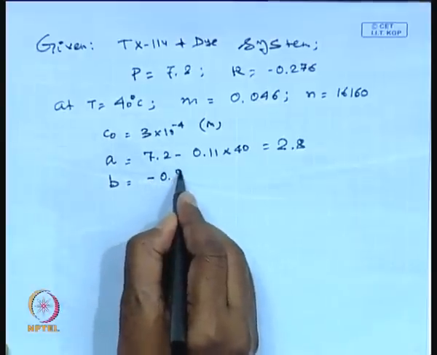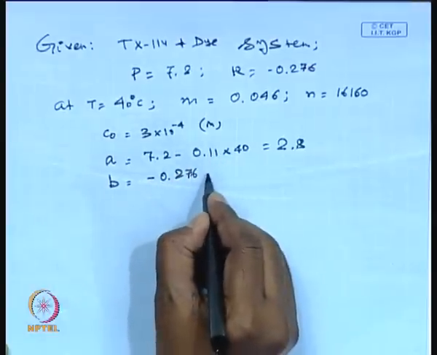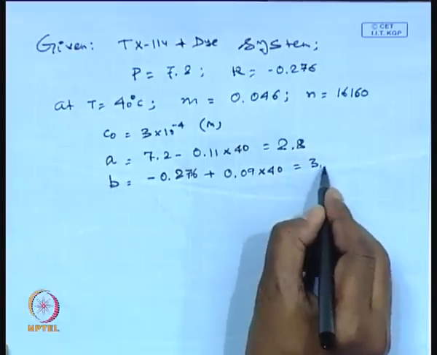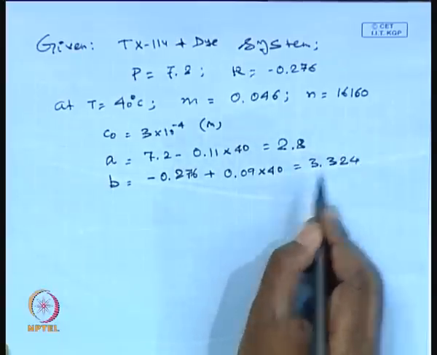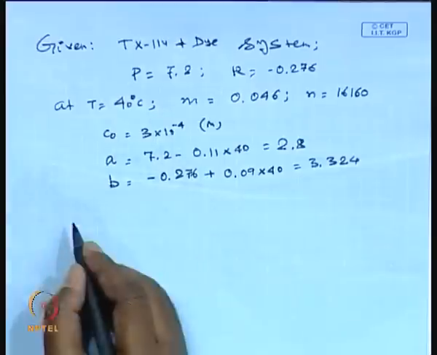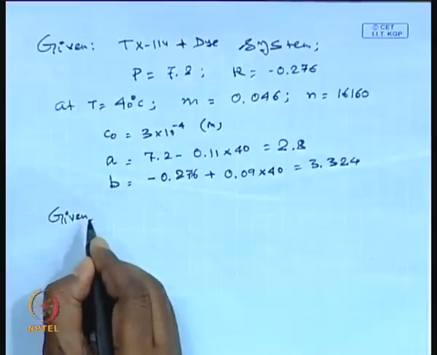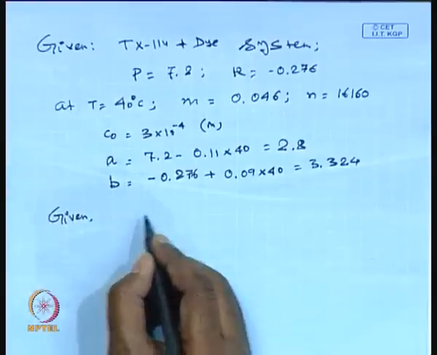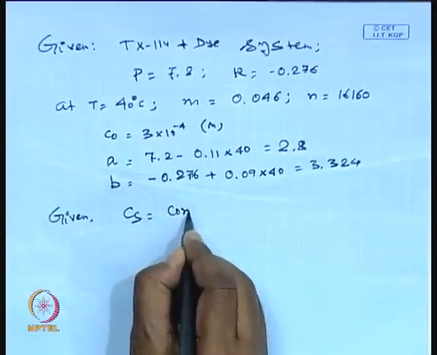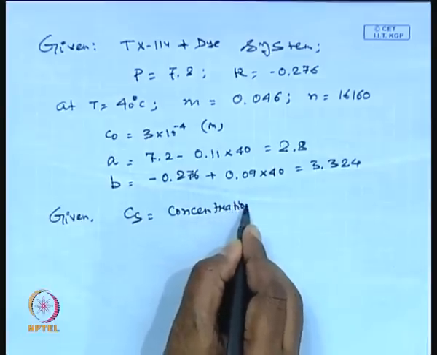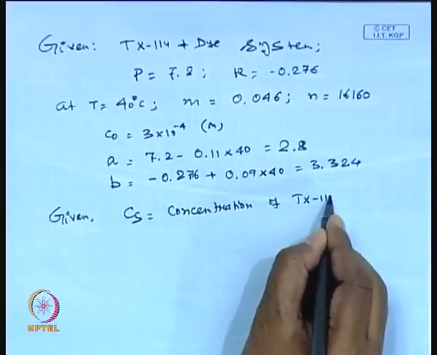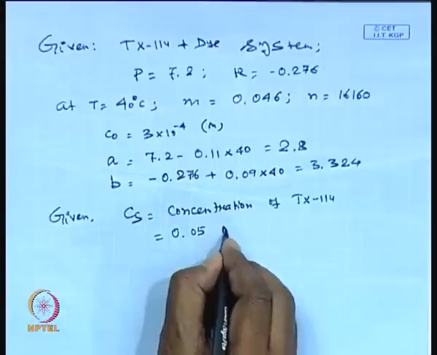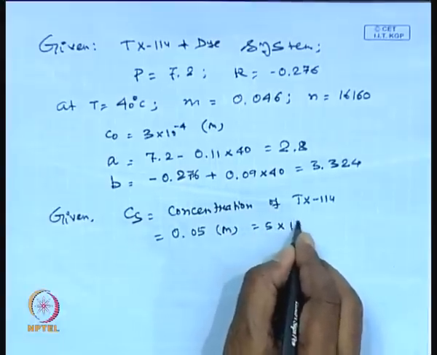B turns out to be minus 0.276 plus 0.09 into 40, it is equal to 3.324. Now, it is given that the concentration of surfactant in this particular problem is presented as 0.05 molar. CS is the concentration of TX114, it is 0.05 molar. So, 5 into 10 to the power minus 2 molar.